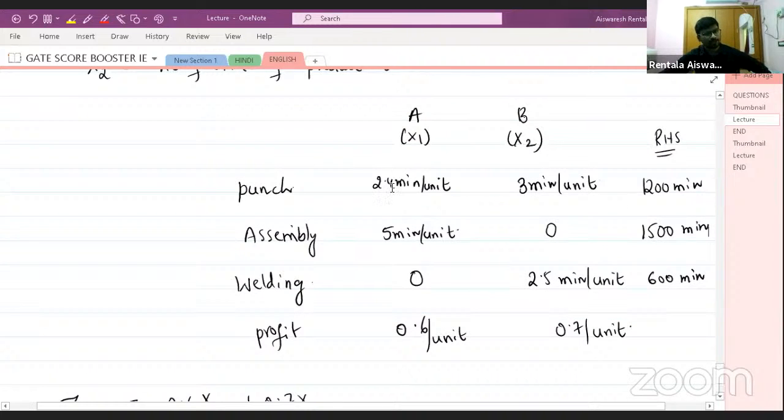For 1 unit of A you need 2.4 minutes of punch press time. So what is the total amount of time you need? X1 units are being produced, so 2.4 x1 will be the total punch press time you need for A. Similarly, 3 minutes of punch press time for B, times the number of units of B, x2, so 3x2 will be the total punch press time required for product B.